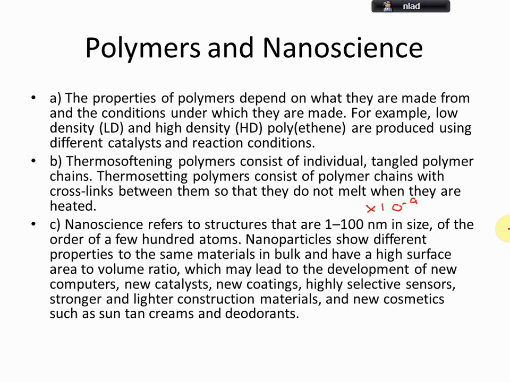Nanoparticles show different properties to those of the same material in bulk, so when there's a lot of it, because they have a high surface area to volume ratio. Now that is their key point for this, that the fact they have different properties, mainly due to they have a high surface area to volume ratio. That is key. This means that we can make new computers, new catalysts, new coatings, new sensors, stronger, lighter construction materials, new cosmetics. So suntan creams and deodorants, they all use this idea that has a higher surface area to volume ratio, and therefore they're more effective at what they do.